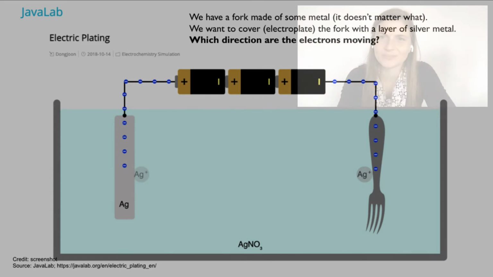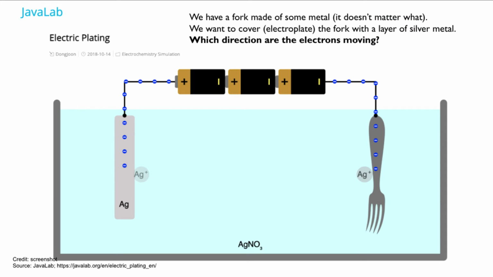Let's go. So let's say we have a fork made of some metal. It actually doesn't really matter what the fork is made out of. And we would like to electroplate that fork with a thin layer of silver metal. Now, silver is expensive, so we don't want to use silver to make an entire fork. Plus, pure silver is really soft, so it would make a pretty terrible fork. So we just want to put a thin layer of silver on the outside of this metal fork.